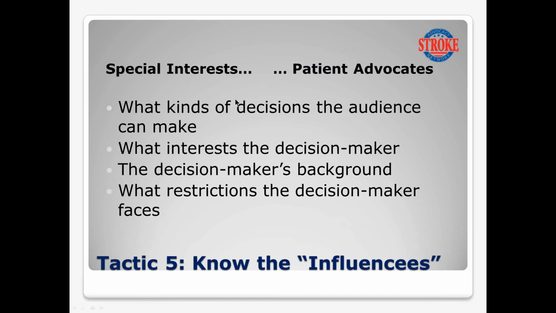All right, tactic number 5 is to know the influencees. The influencees are the audience. They're the decision makers. They're the people that you want to have actually make a decision in your favor. Some of the key questions you need to ask about the influencees are what kinds of decisions those particular folks can make. Sometimes, if you're having an insurance situation, you may be dealing with a lower level claims adjuster, and they may not be able to make some of the decisions that you would like them to make. So you need to find out politely through them who does make those decisions.